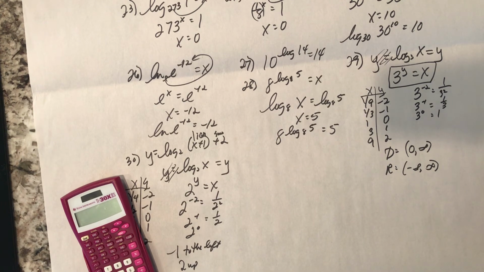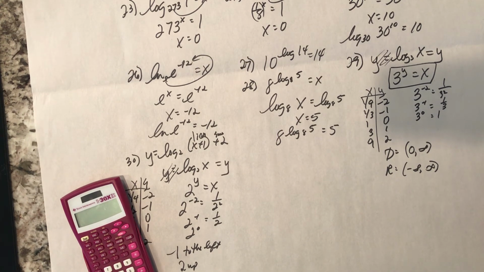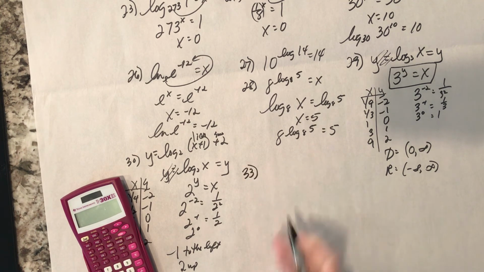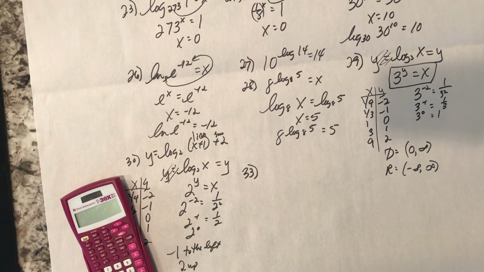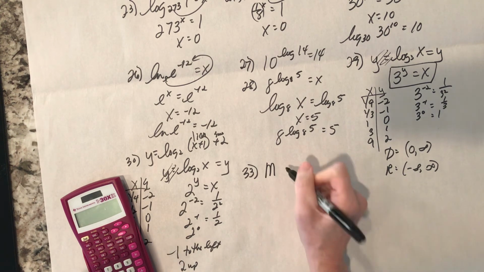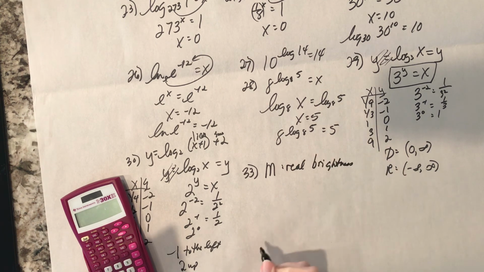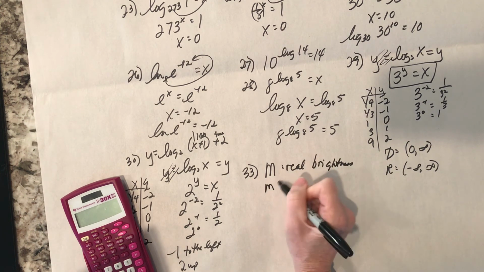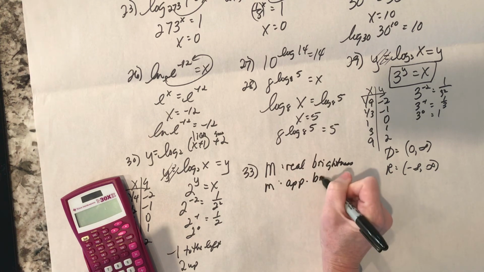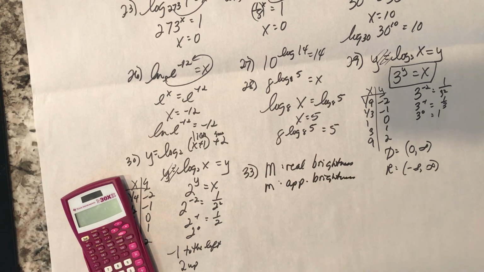33 is talking about stars. I had to learn a little bit about astronomy, not astrology, astronomy, to help you with this problem. What we're talking about here is big M, which stands for absolute magnitude. Absolute magnitude means the real brightness of stars. Little m means the apparent brightness of stars, how bright it appears to us.